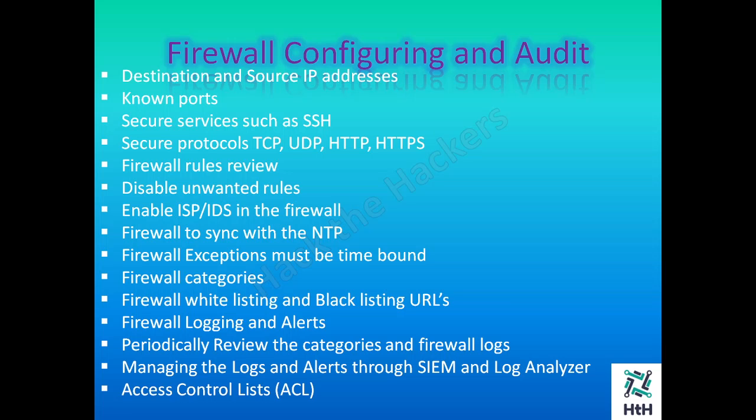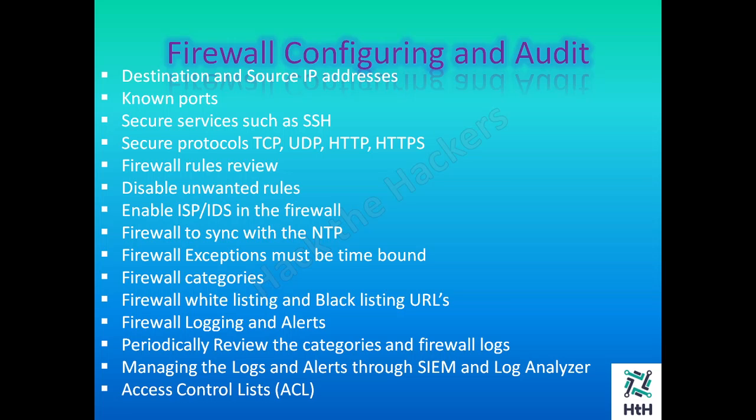Now let us see some of the best practices in the configuration and audit of firewall security. Firstly, ensure that your IP addresses are hard-coded in the firewall rules, that is both the source NATed IP and the destination IP of the remote host. Do not have any in the source and destination IPs. As much as possible, configure the known and secure ports such as port 22 for SSH, SFTP, etc., port 25 for email, port 53 for DNS, etc. So do not use unknown ports.